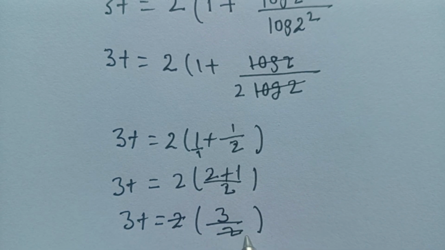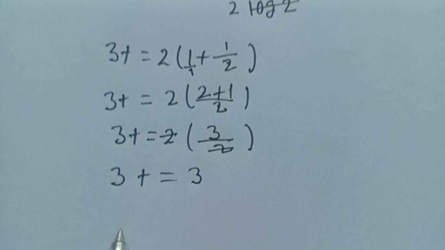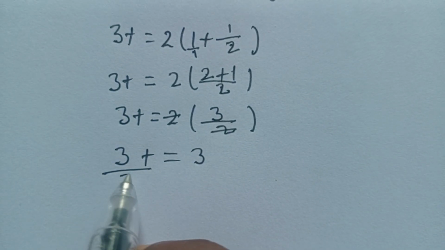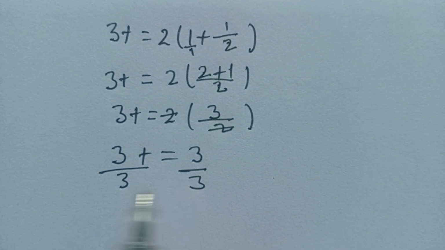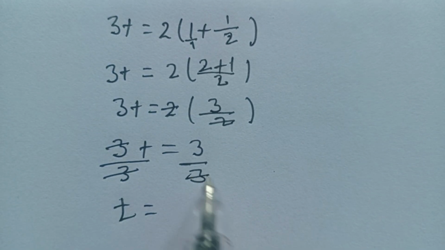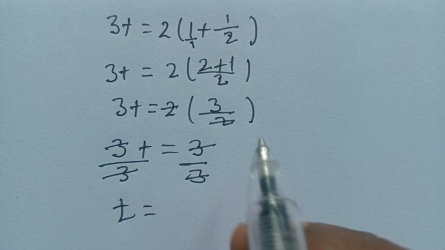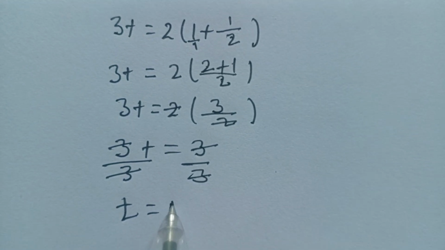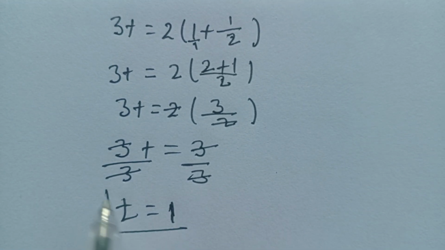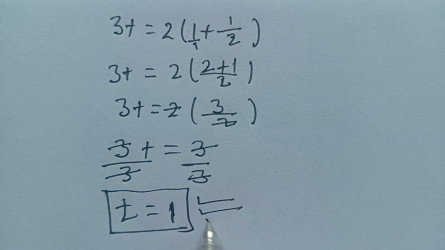Cancel by 2, 3t equals 3 over 3 over 3. The value of t equals 3 divided by 3, gives us 1. So the answer would be t equals 1, is the correct answer.